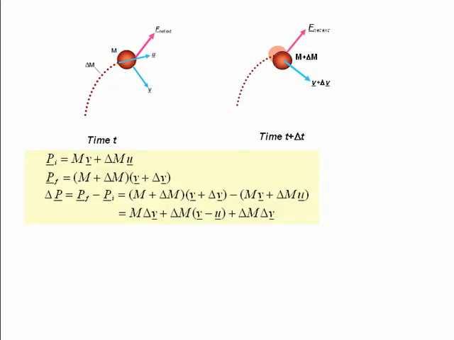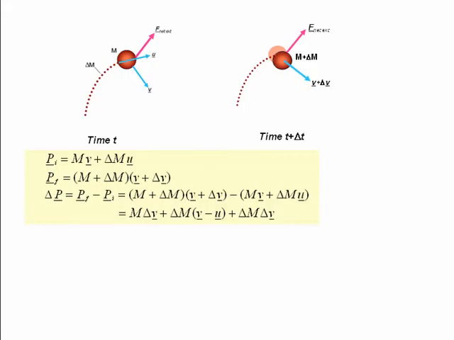Okay, multiplying those brackets out and simplifying, we end up with m times delta v plus delta m times (v minus u) plus delta m times delta v. Now that last term, delta m times delta v, is the product of two very small quantities, so we can effectively neglect that in comparison with the other terms. It's effectively very small.